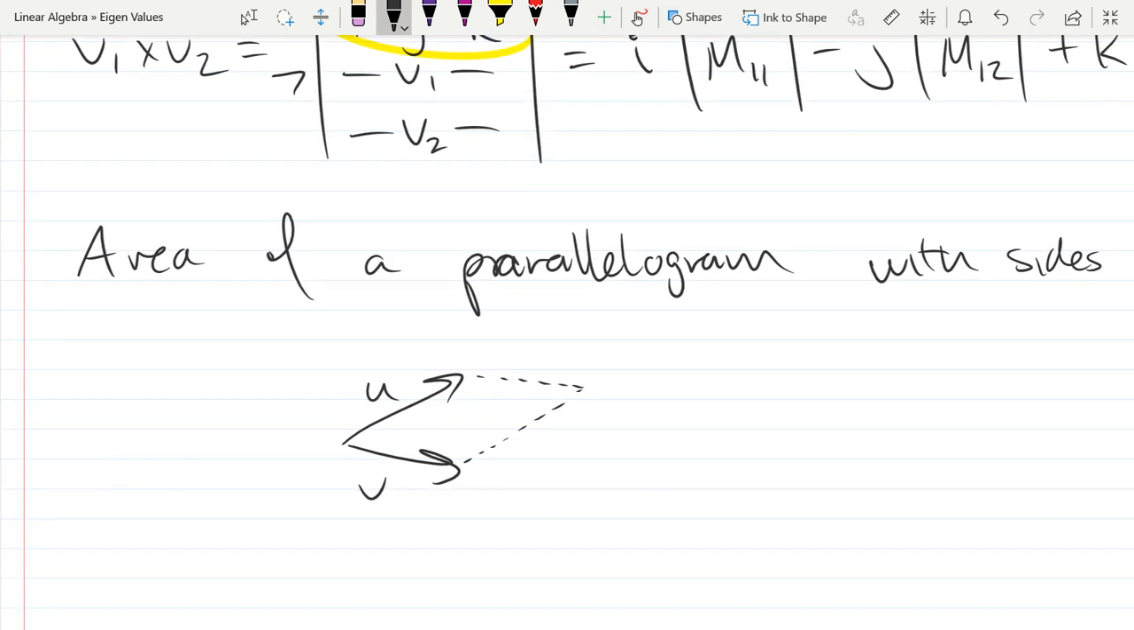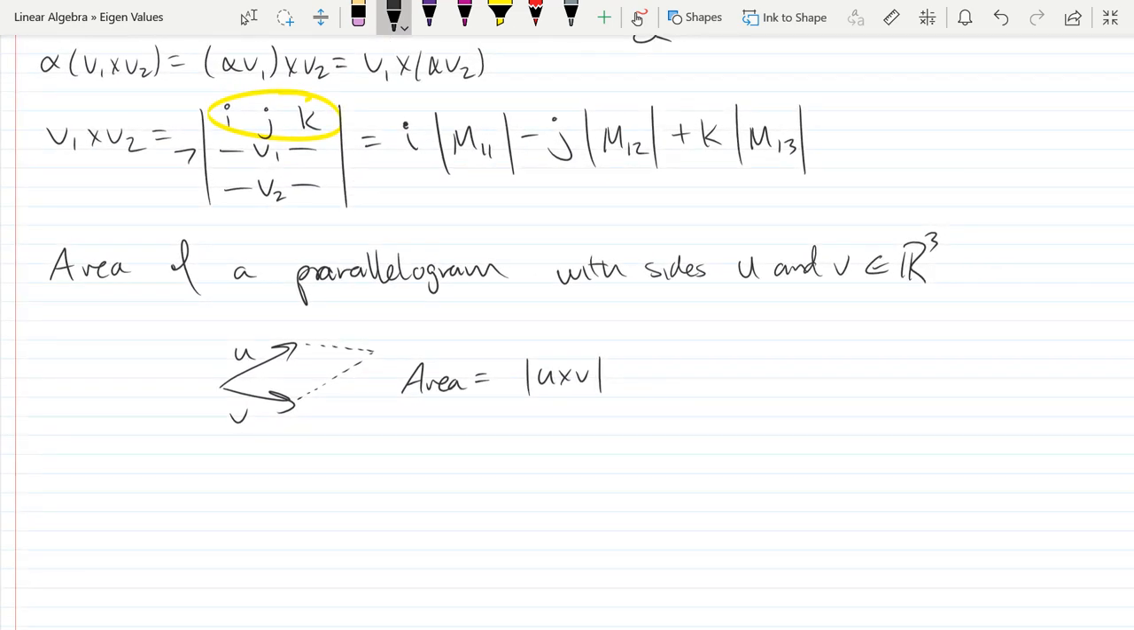So we want to get the area of this. Area is going to be u cross v, and then take the magnitude. So the cross product of a vector is a vector, and you're going to take the magnitude of the vector. So we're doing the magnitude of the vector u cross v.